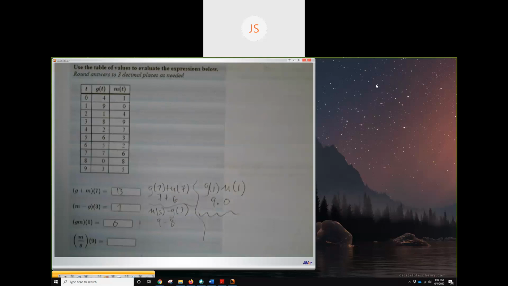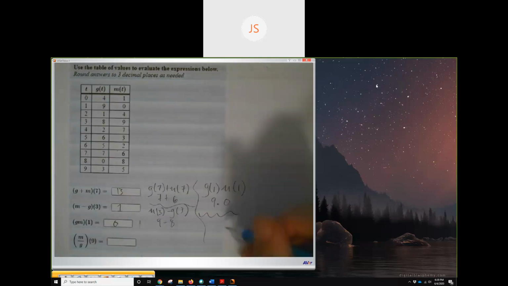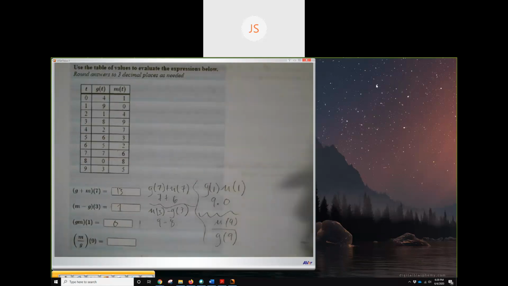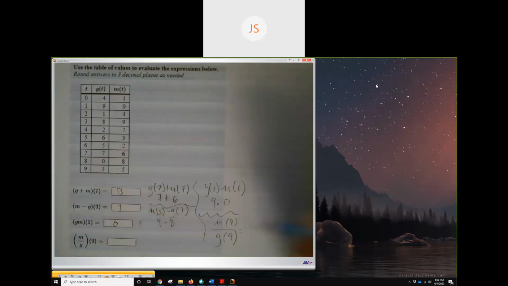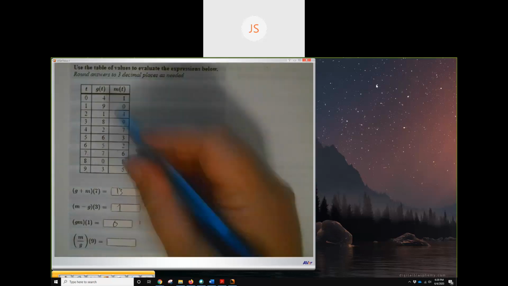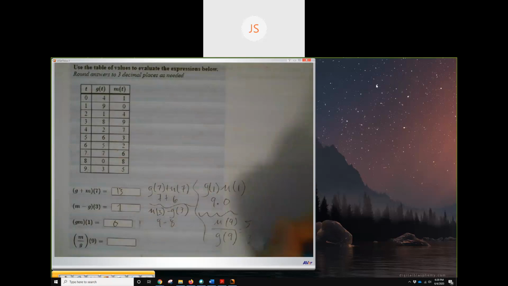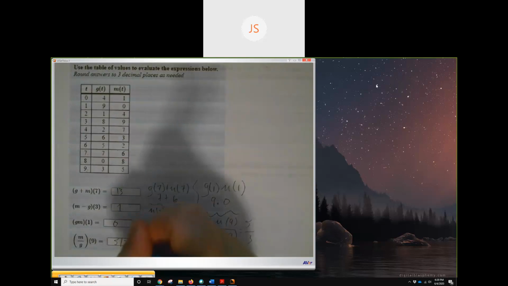Sorry. And then m divided by g of 9 is the same as m of 9 divided by g of 9, where m of 9 is 5, and g of 9 is 3, so then this would be 5 over 3.